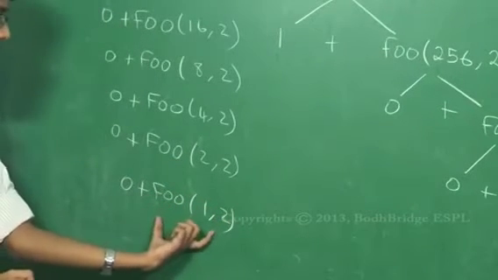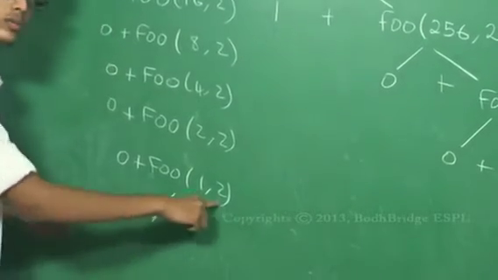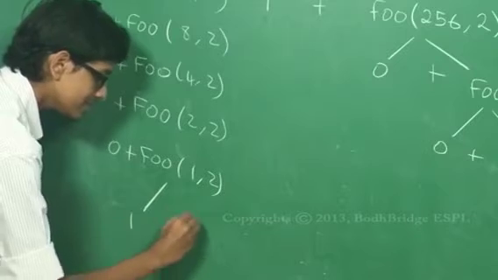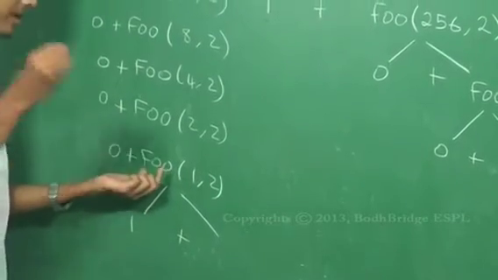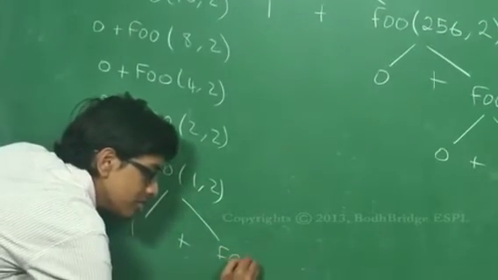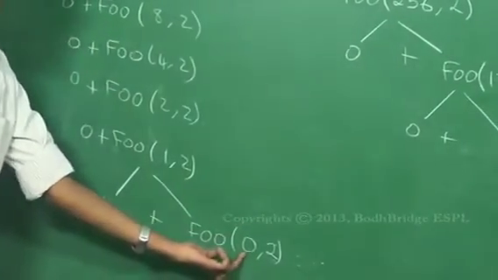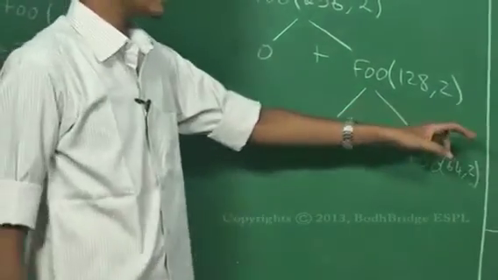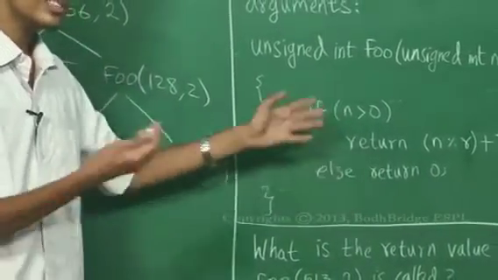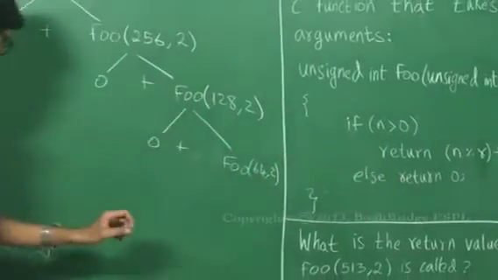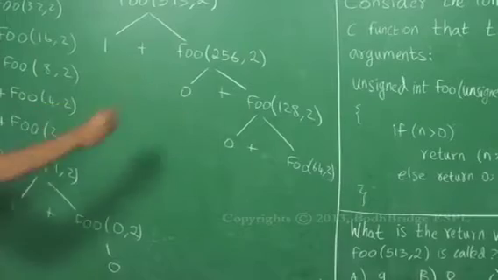So now this should return 1 plus remainder something. So this will return 1 by 2, the remainder is 1 plus foo of 1 by 2, 2. The integer value of 1 by 2 is 0. So it will be foo of 0, 2. So now n is 0 and r is 2. So we come here, we see that if n is greater than 0, we return this, else we return 0. Now n is 0 in our last case, so we have to return 0. So this returns 0.